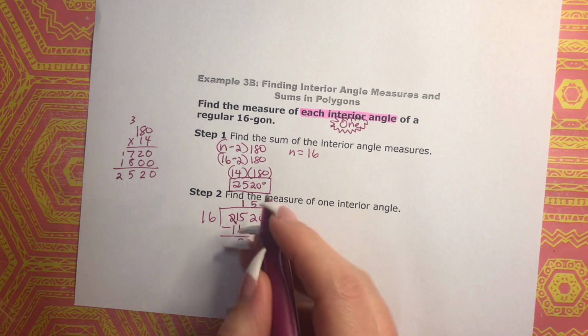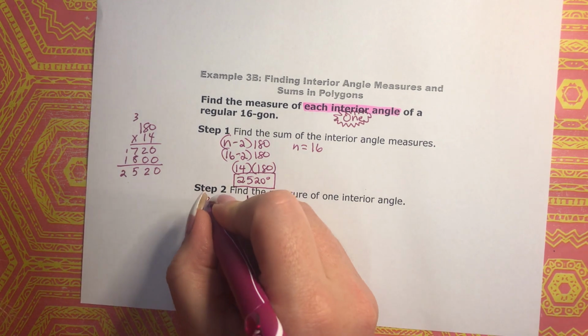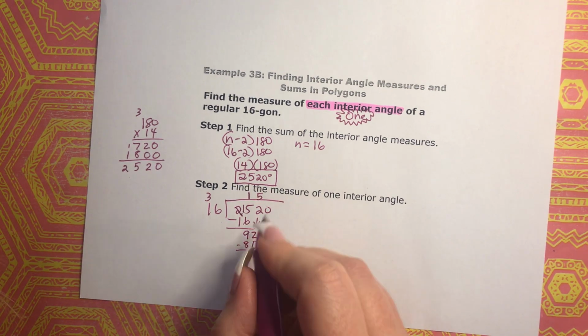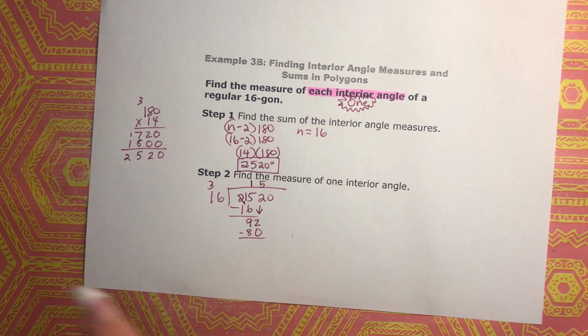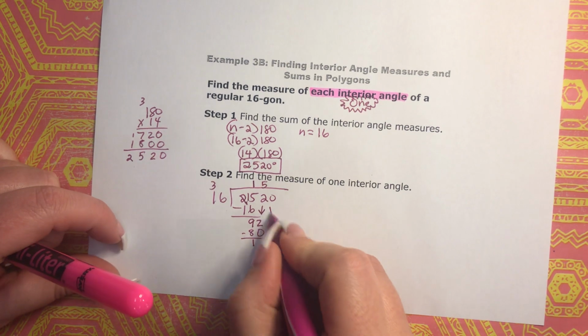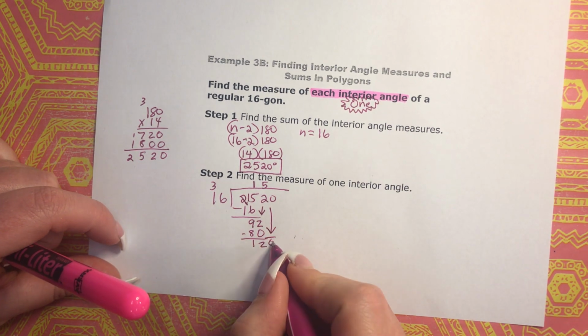So then we multiply 5 times 6 is 30. Write the 0, carry the 3. 5 times 1 is 5, plus 3 is 8. Then we subtract. 2 minus 0 is 2. 9 take away 8 is 1. Then we drop it like it's hot. That's a 0.